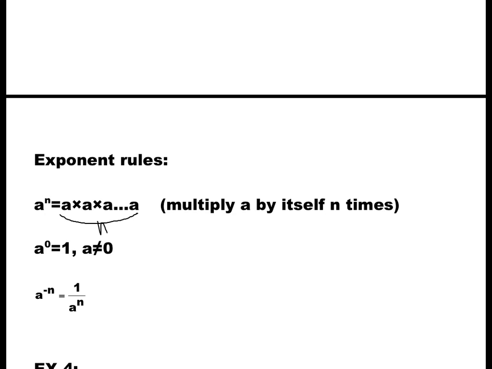The other rule that you learned before was any number exponent 0 is 1, as long as the number is not 0. So 1 exponent 0 is 1, 10 exponent 0 is 1, negative 50 exponent 0 is 1, and 1 million exponent 0 is also 1.